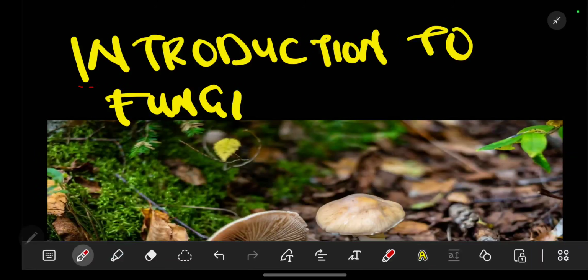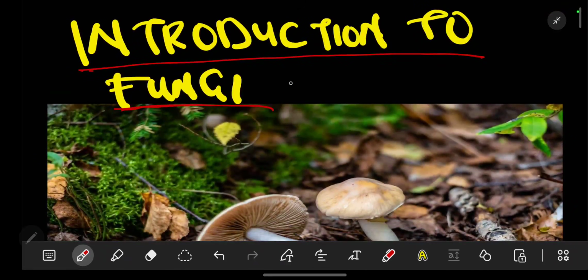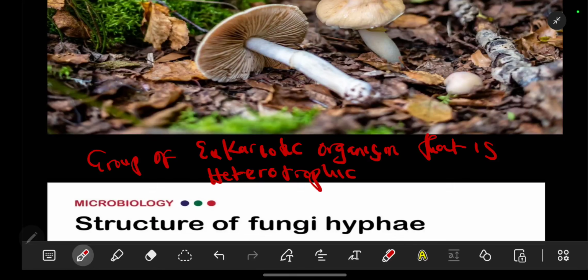So here today we are going to be looking at the introduction to fungi. So what is fungi? Fungi is a group of eukaryotic organisms that are heterotrophic. What does this term mean, heterotrophic? Heterotrophic simply means it is not able to produce its own food, so it has to rely on other organisms or the surrounding in order to obtain food.